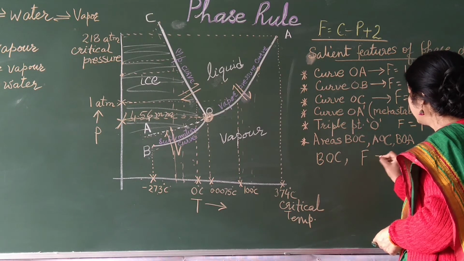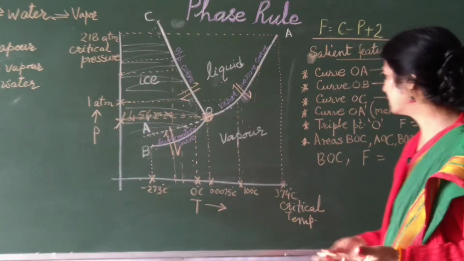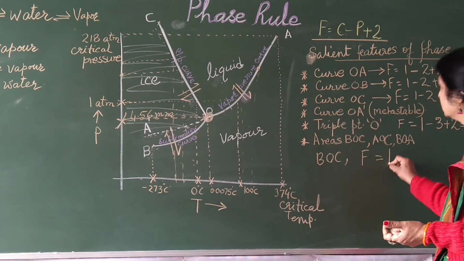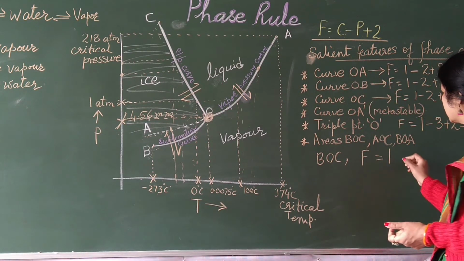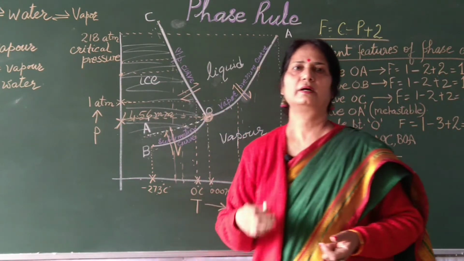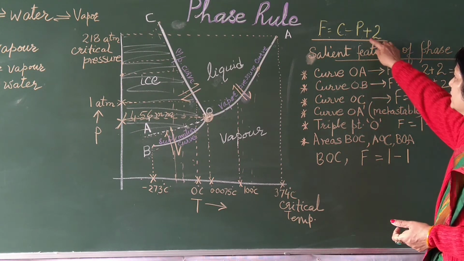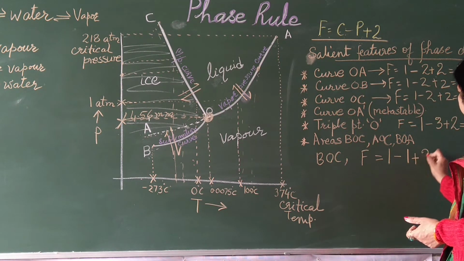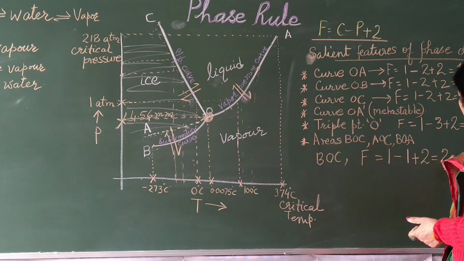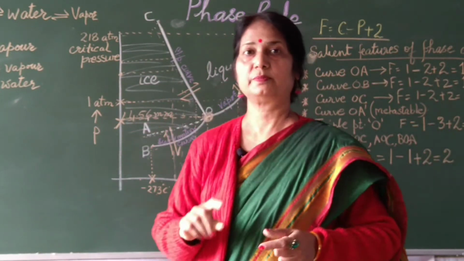F is equal to C minus P plus 2. What is C? C is the number of components, we all know it's 1. P is the number of phases. Now how many phases are there? There is only one phase, ice. So it will be 1 minus 1 plus 2. This comes out to be 2. This means that in this area the system is bivariant.